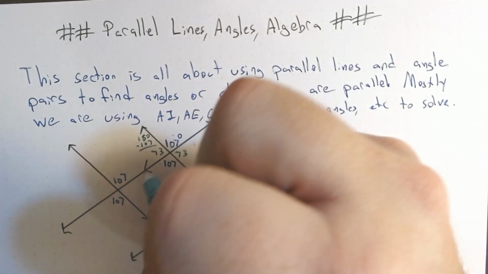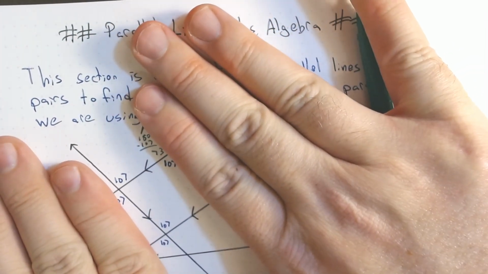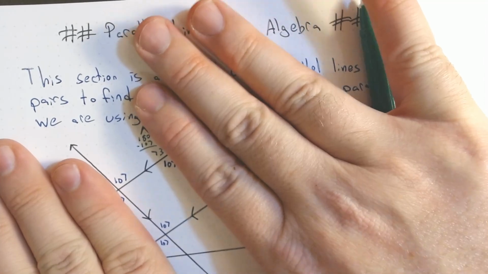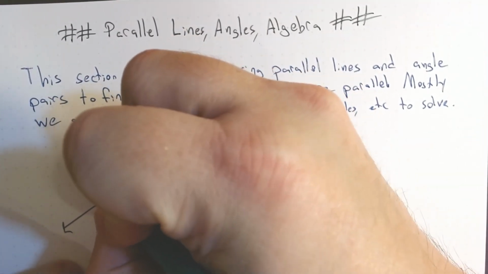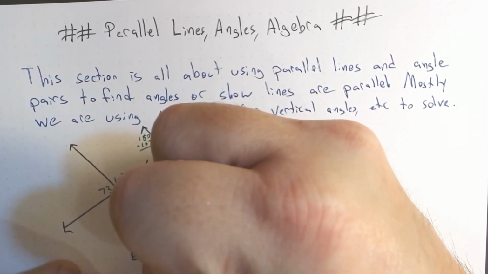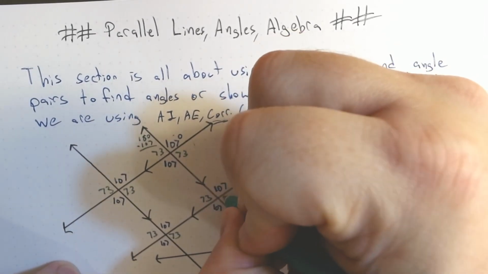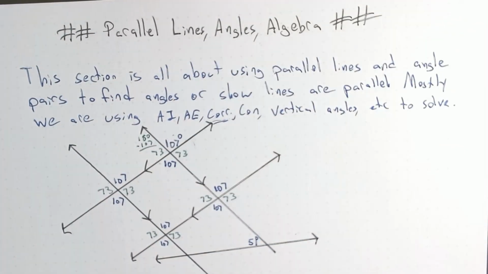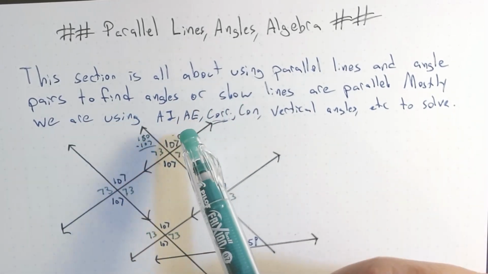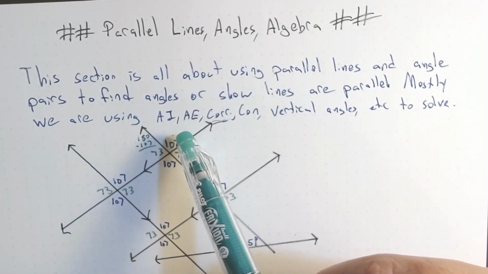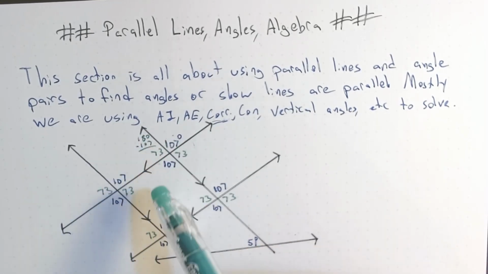This and this are alternate interior, because they're on the inside of those parallel lines, right? And they are on opposite sides, so they're also 73, which means this is 73. This and this are alternate interior. These are vertical, alternate interior, vertical. So it follows the same pattern. You're just basically filling in the info. All you've got to be able to do for the most part is know that they add up to 180 and the vertical angles are the same.